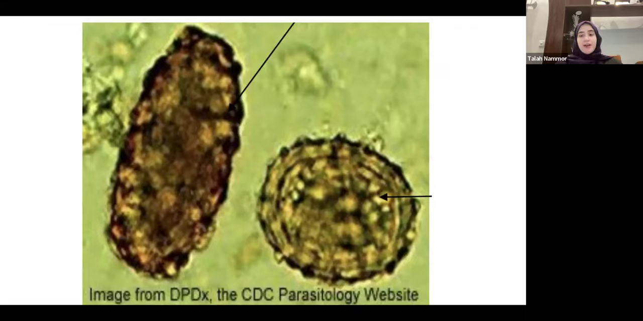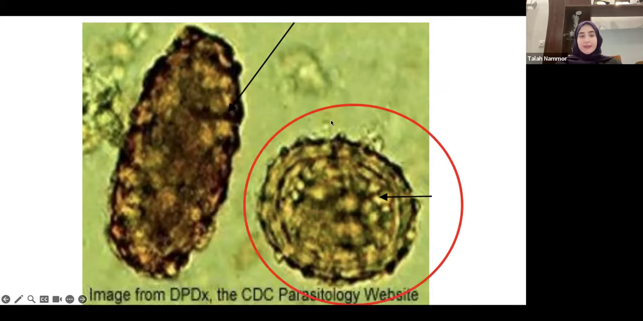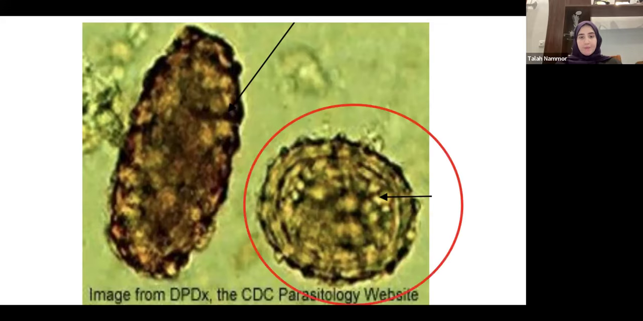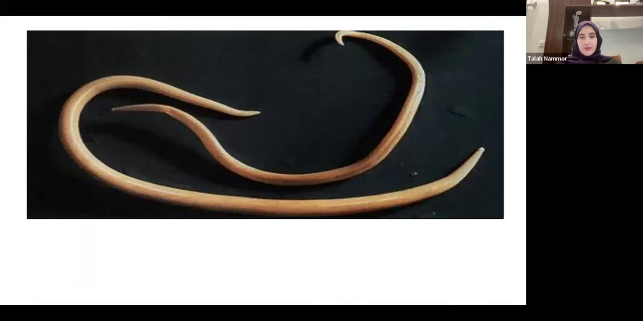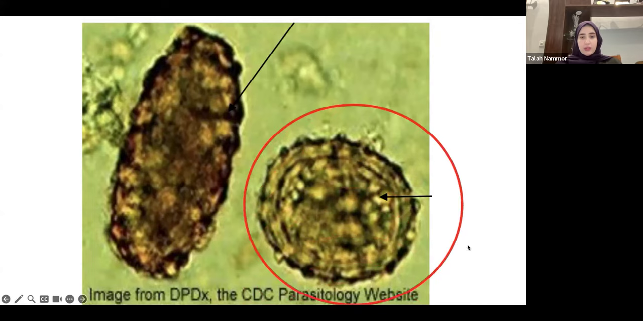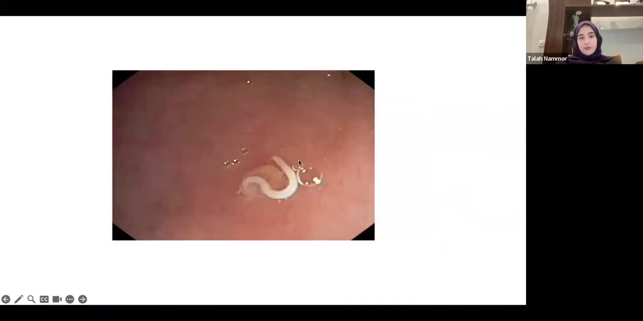So one of them is embryonated and one is not. This is embryonated and this is not embryonated. Okay? The embryonated one is the one that is infective. So these worms are Ascaris lumbricoides, and basically this round little cute one is the embryonated egg, and it's the infective one.